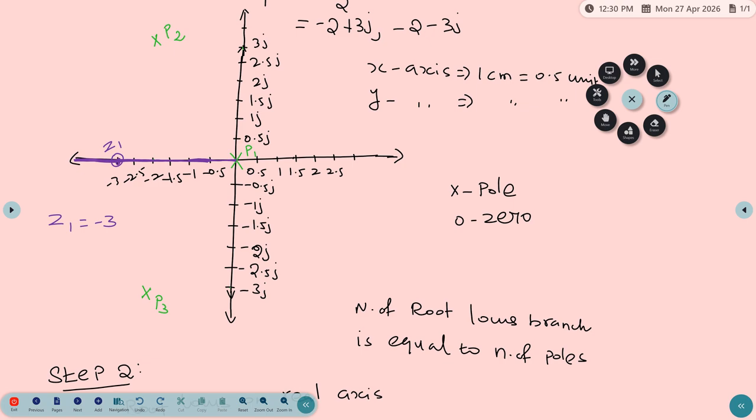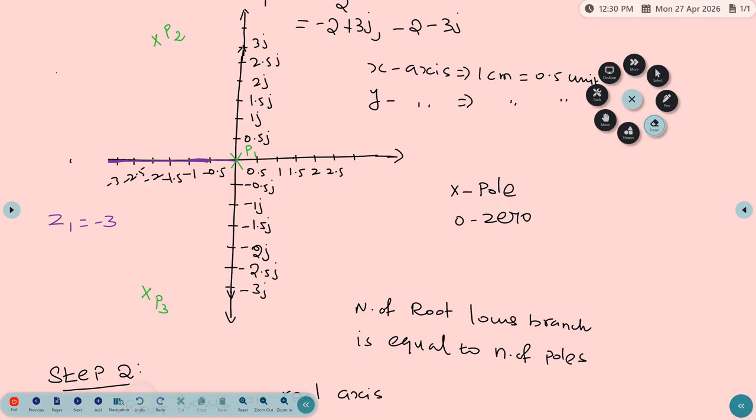We don't have any root locus here. That means what? We don't have any root locus here, only the reference line is there. So this is the way we should do step number 2. So here I am undoing the process.